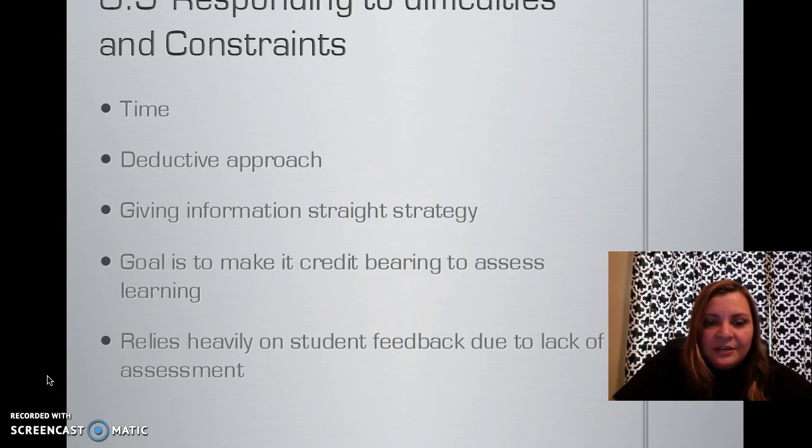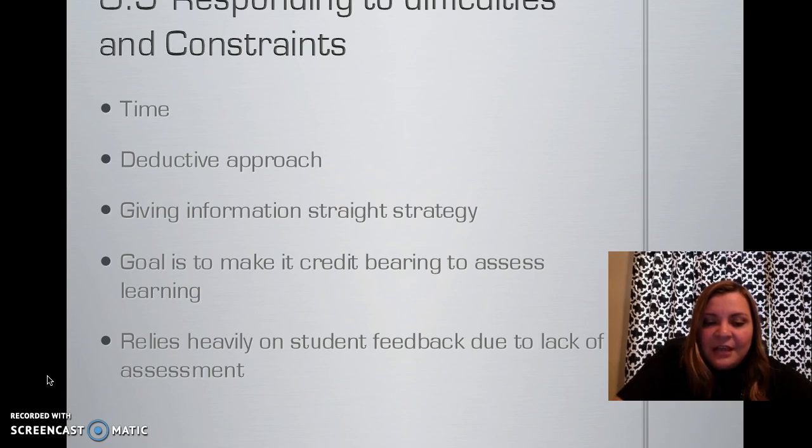Responding to difficulties and constraints. Time was identified as a constraint that hindered the development of the workshop series, and it was not due to the lack of time of the teacher, but the students' lack of time due to the workload of other classes. Due to this, teachers opted to use mainly a deductive approach, which means modeling and description are presented first, and then students study examples and or apply what they learned. The teachers also opted to use the giving information straight strategy, which is also a deductive approach.